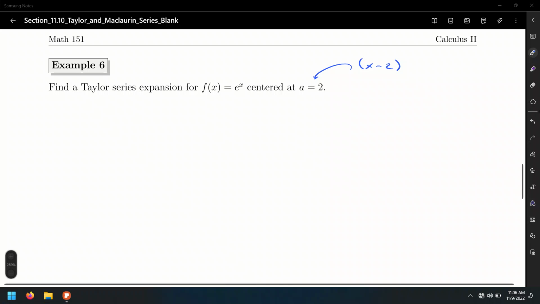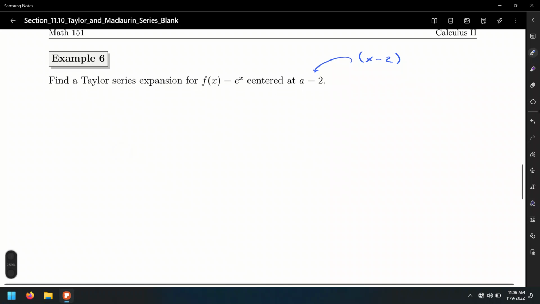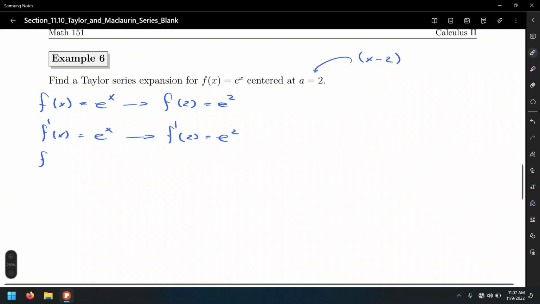Number 3, f of x equals e to the x, with a equals 2. You know the drill. Evaluate the function e to the x at 2: e to the second power. Take the first derivative, e to the x, and evaluate f prime at 2; it's going to be the same. All I'm doing is writing more prime symbols, because the derivative of e to the x happens to be the same all the time.